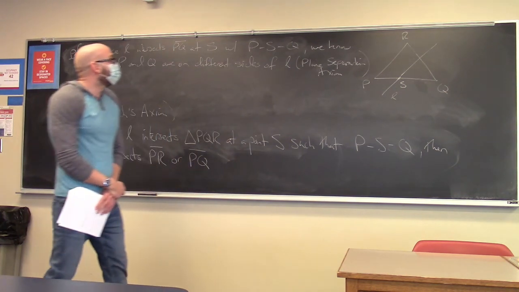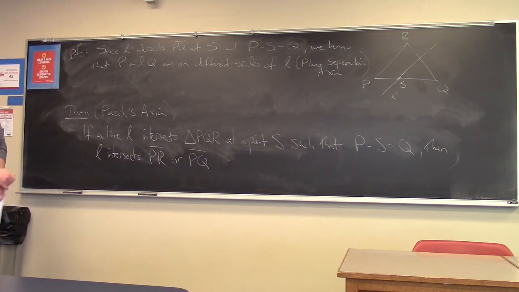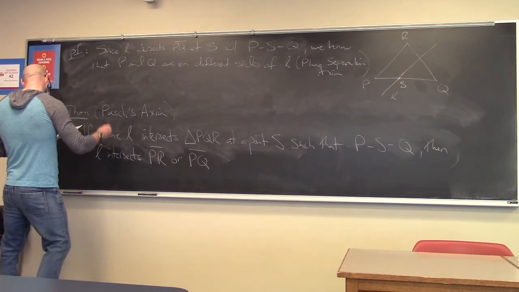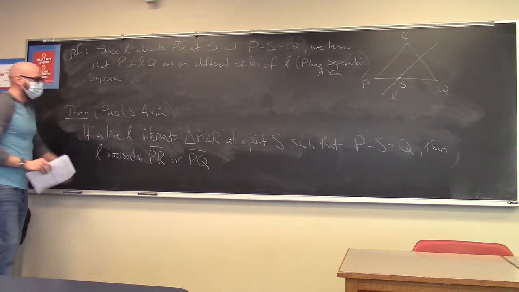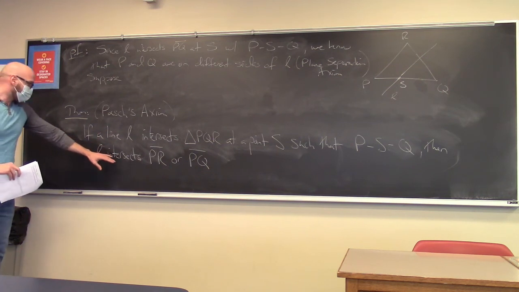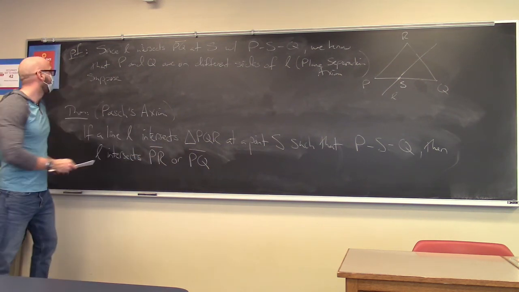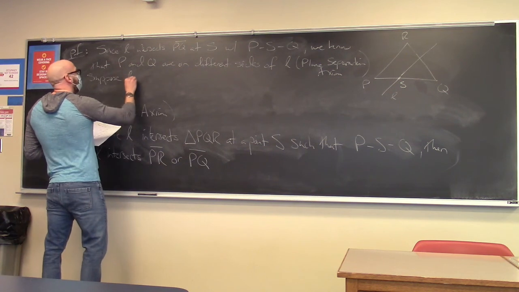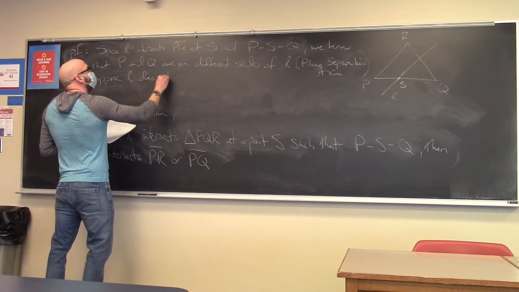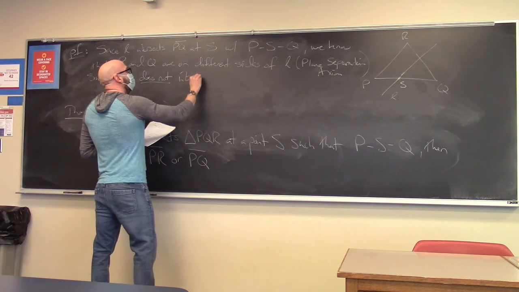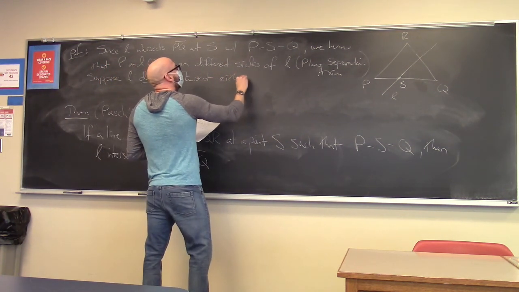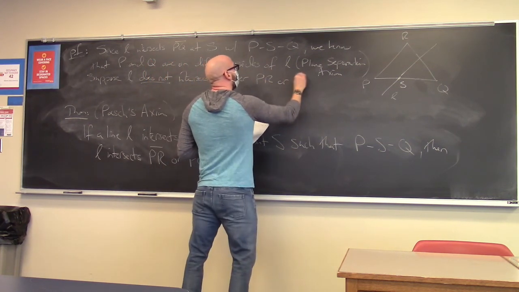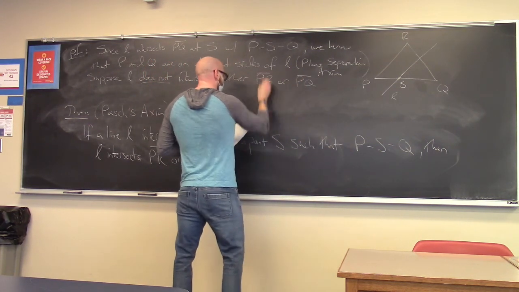So we don't have to do a proof by contradiction here. I'm tempted to avoid it because people find them aesthetically unpleasing if you don't have to do one. But we'll proceed by contradiction anyway. So let's say, suppose the conclusion's not true. Suppose L doesn't intersect PR or QR. So suppose L does not intersect either PR or QR.